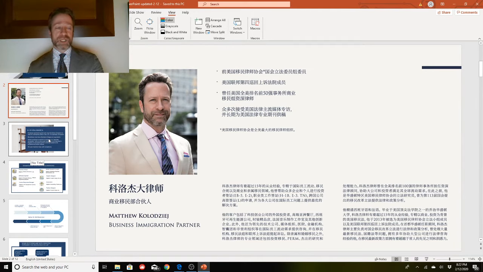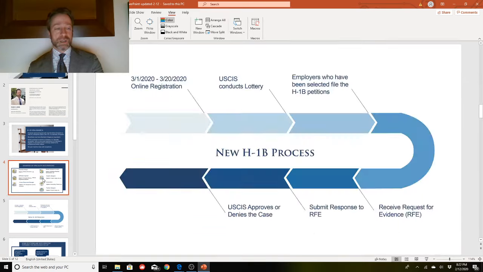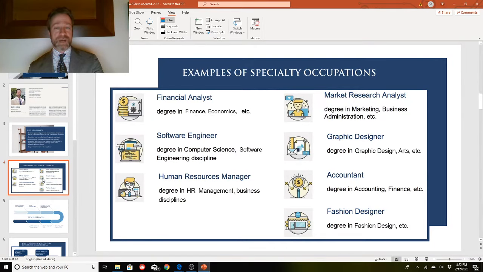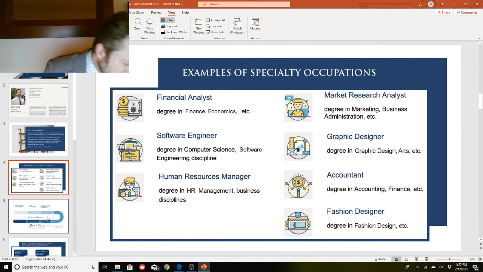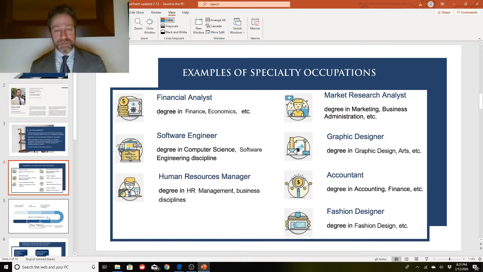So, in this particular presentation, I'm going to talk about the changes to the H-1B application process this year. As I said, H-1B visas are for specialty occupations that require specific degrees. So it's very important to discuss the type of job that you're being offered and make sure that it qualifies you for the H-1B visa.